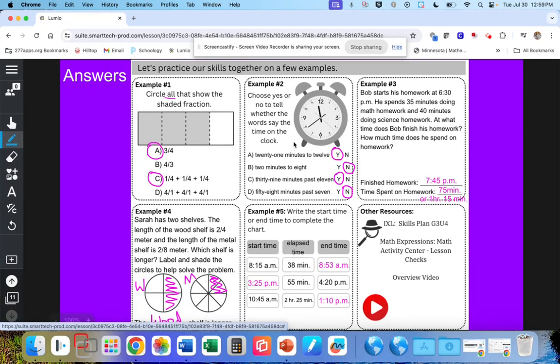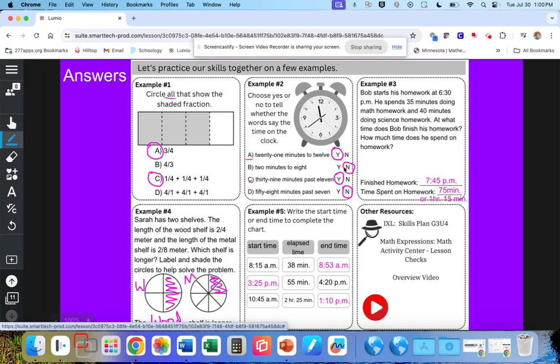Taking a look at our clock, I notice I'm between the 11 and the 12. And my minute hand is not quite at the 8. It looks like it's maybe 1 minute before the 8. So the 8 would have been at 40, and 1 minute before would be 39. So I know I went 39 minutes past 11 o'clock. So that would be letter C. And I have 21 more minutes until I get to 12 o'clock. And that would be A. So A and C are yes, the other 2 are no.